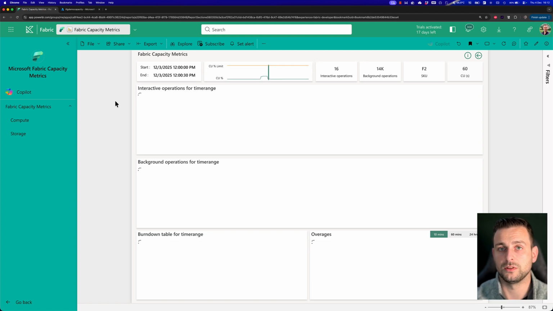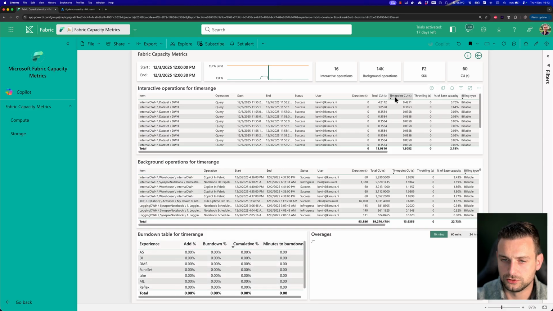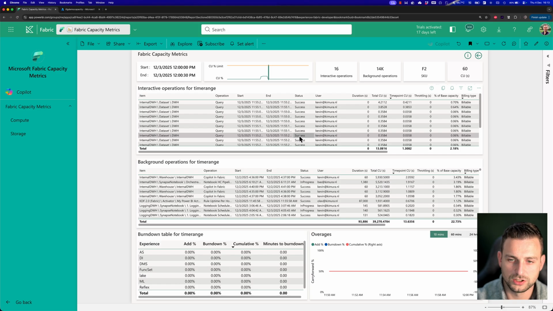Interactive operations can be things like Power BI Direct Lake. And as you can see here, one of our colleagues, Kevin, has been querying a lot of datasets in the data warehouse, and this has been consuming a tiny bit of compute. It was only 13 CUs, and within this time point it was 1.3 CUs. So this was a tiny usage, but probably this was Power BI Direct Lake operations from a Power BI report.